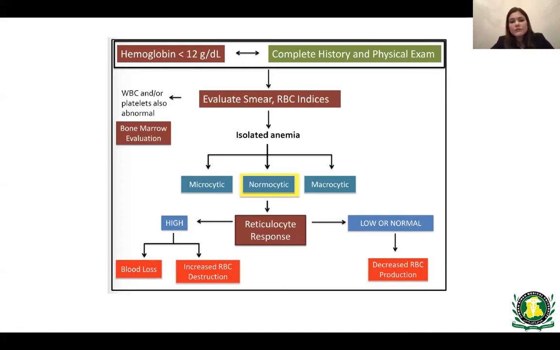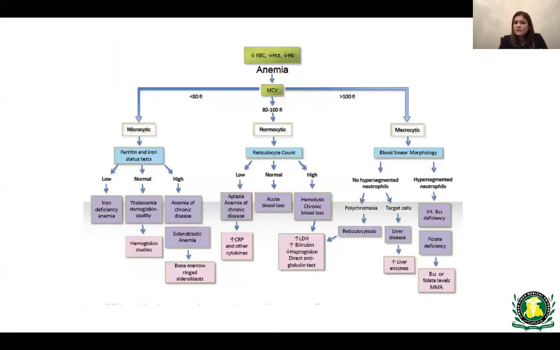So once we know this is isolated anemia, we go towards whether it's microcytic, normocytic, or macrocytic. Once we have normocytic, that's when we look at the reticulocyte response. We talked about it earlier. If it's low, that means production is low. If it's high, that means it's either blood loss or hemolysis, right? This covers a little bit of older things that we talked about in the previous slide, but it also differentiates between microcytic, normocytic, and macrocytic anemia.